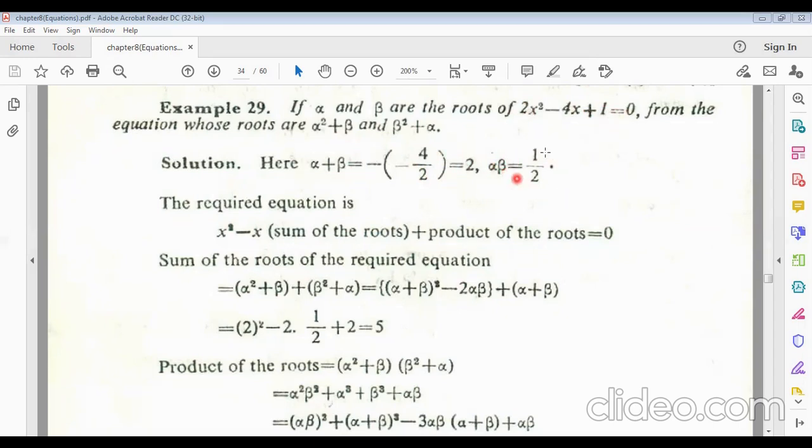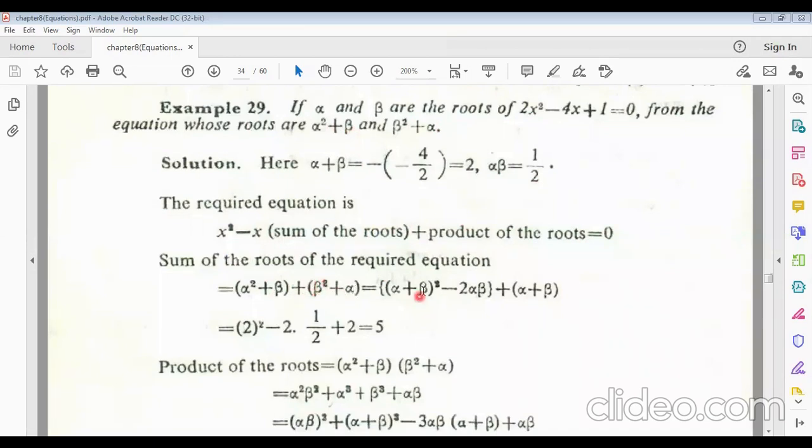This is why alpha into beta is half. Now the required equation is x square minus x times the sum of the roots plus the product of the roots equals 0. You must know this formula. So the sum of the roots of the required equation will be the sum of the roots: alpha square plus beta square plus alpha.